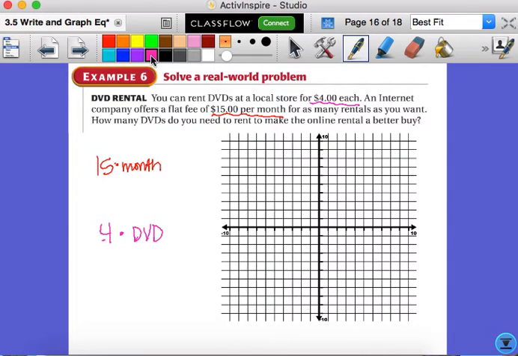So what I really want to know is, at what point am I spending more money individually than I would be at the monthly cost? So if I think about that, if I'm renting one DVD, it's $4. If I'm renting 2 DVDs, it's $8. 3 is going to give me $12. So when I rent 4 or more DVDs, that's when I should switch to the other model.